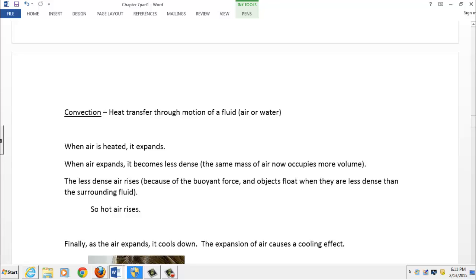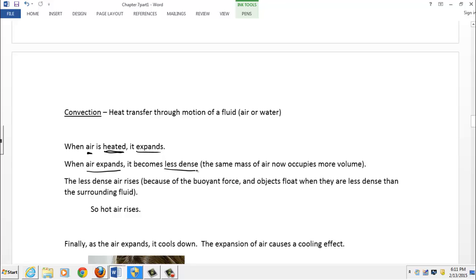Okay, a little bit more about convection. Heat transfer through the motion of fluid, whether it's air or water. And most of the time we think about it as air. So when I say that hot air rises, what's really happening there? Well, the energy that's going into the air, it's being heated, causes the air to expand. And then as that air expands, it becomes less dense, right?